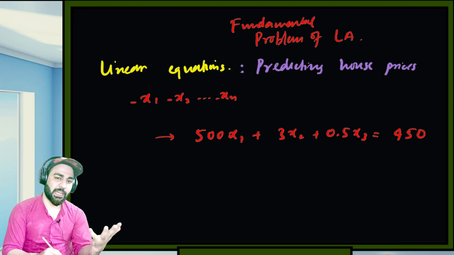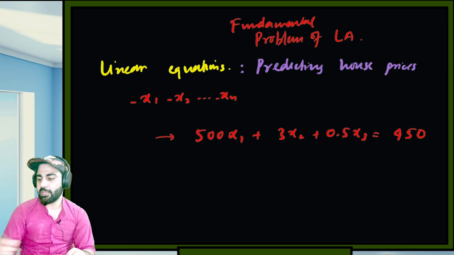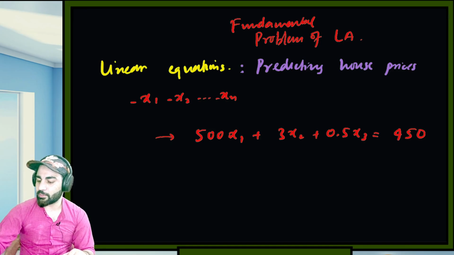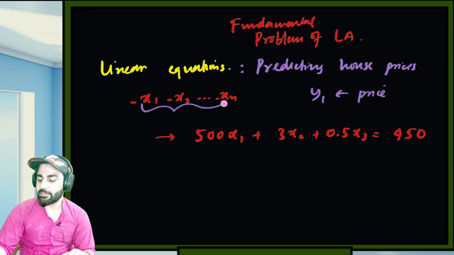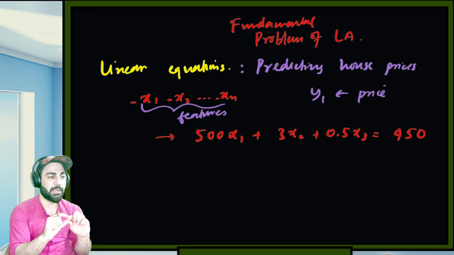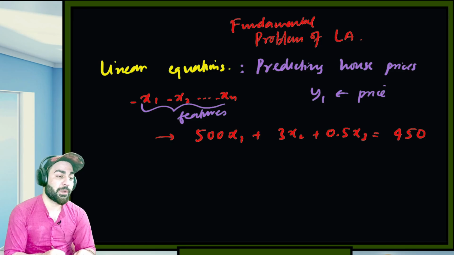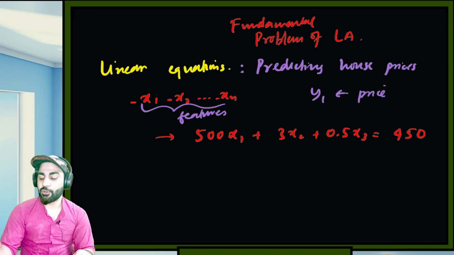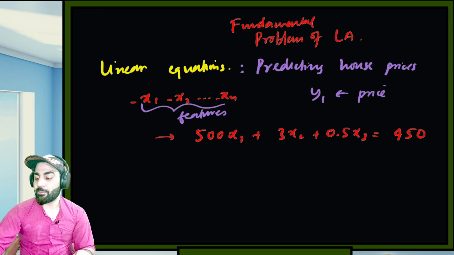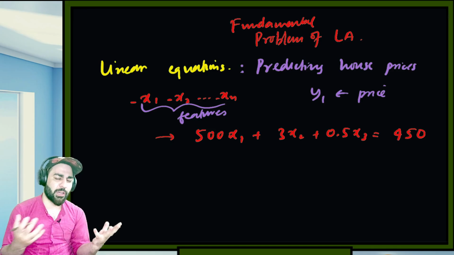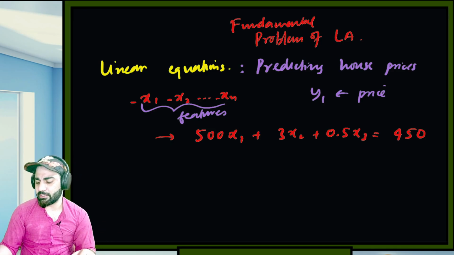So for 3 houses, let's suppose we have 3 linear equations. Let's suppose this is our y1, y2. This y1 is the price. These are our features and this is our price. So now we are trying to formulate a real world problem in which we predict house prices based on these given features. This is x1, x2, and x3: the number of bedrooms, square footage, and the distance of amenities.